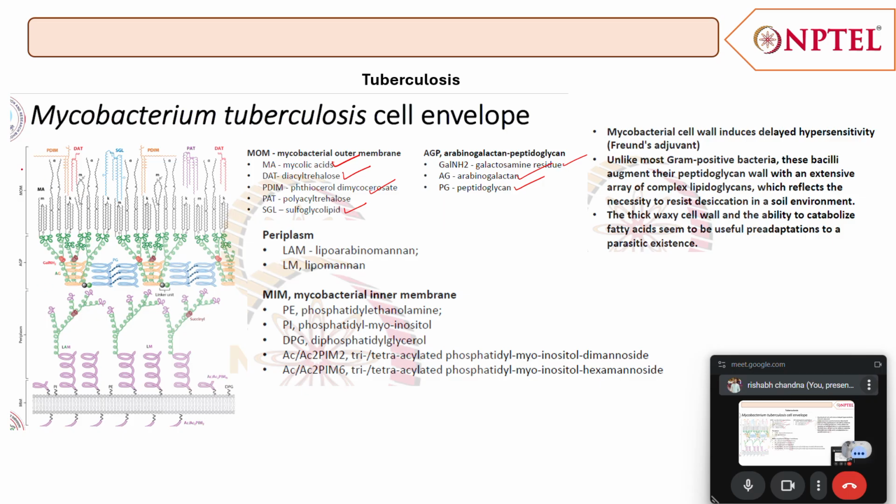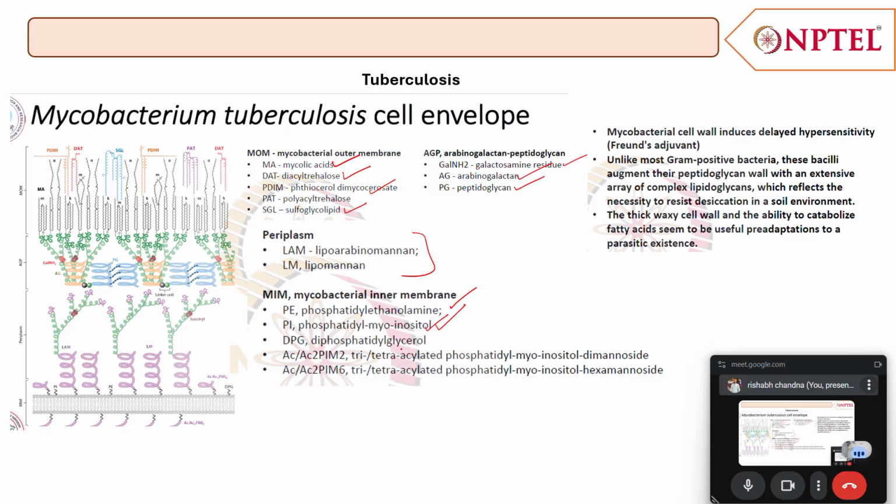These are part of the cell wall, this is the outer membrane, then we have the periplasm. The periplasm consists of LAM, that is lipoarabinomannan, and lipomannan. These are the forms present in the periplasmic space, followed by the inner membrane of the mycobacterium. That contains phosphatidylethanolamine, phosphatidylinositol, and diphosphatidylglycerol.